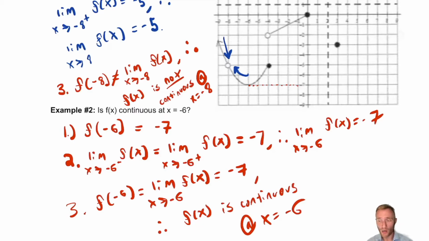Not because that's wrong, but because the more words you say, the more likely they are to find a word they don't like and to take off a point there. So you want to stick to just the bare basic facts that are necessary. In this case, those bare basic facts were f of -6 is -7. The limit as x approaches -6 of f of x is -7. Those two things are the same, therefore continuous. The only real words I wrote on that paper were "is continuous." Everything else was a symbol.